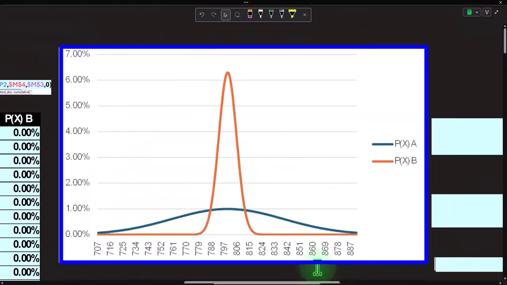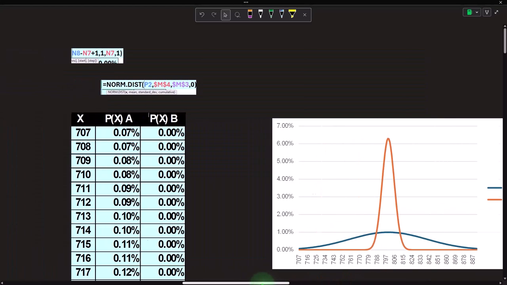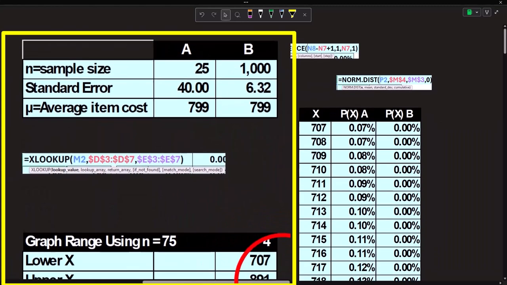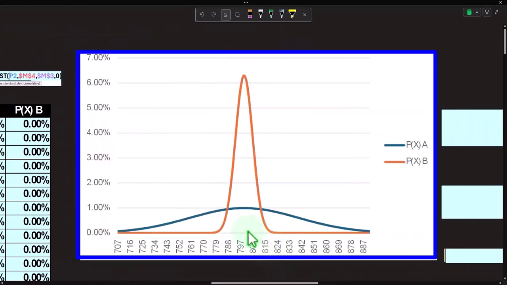And then you can see the differences here, right? So the idea being when we have a larger N, then you're going to get a tighter graph around the middle point. So we have the same middle point, but a larger N is going to be tighter around the middle point, less deviation.